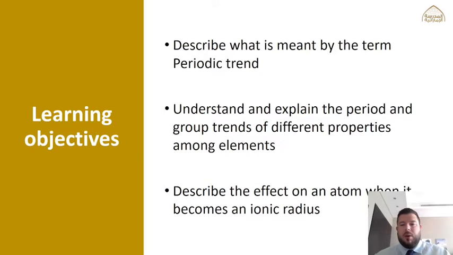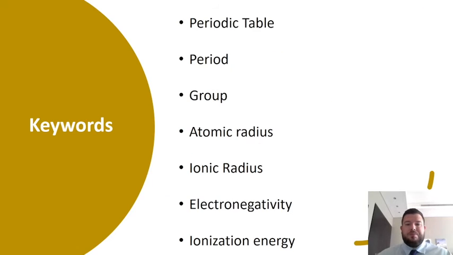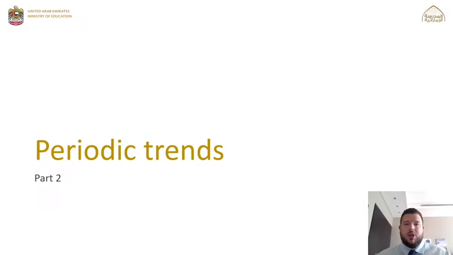We're going to describe what is meant by the term periodic trend, which we already did in the previous part. Understand and explain the period and group trends of different properties among elements. We're going to finish this off by talking about the last two sections, and then we're going to describe the effect of an atom when it becomes an ionic radius. Keywords again: periodic table, period, group, atomic radius, ionic radius, which we covered in part 1, and today we're going to look at electronegativity and ionization energy. So, periodic trends part 2.